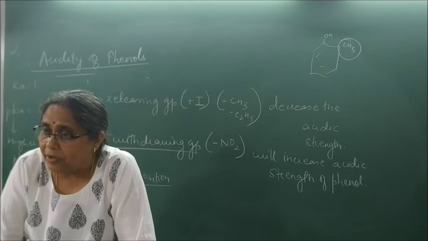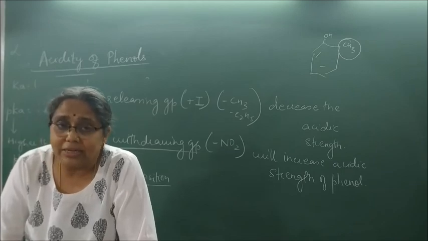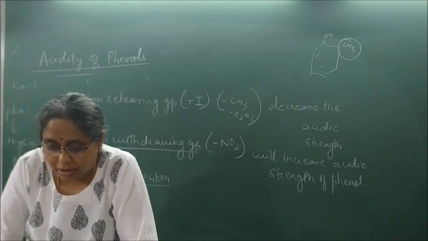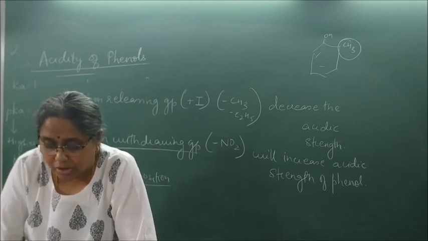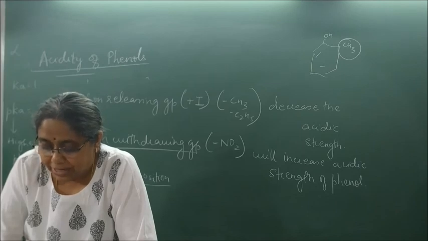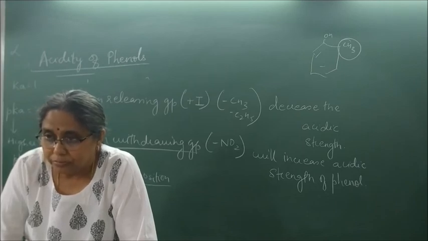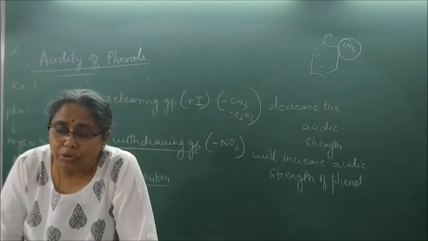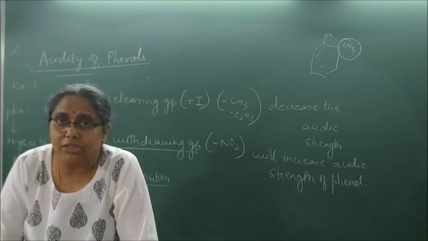If the pKa value is more, acidic strength is less. Is it clear? So this is all about acidity of phenols. Kindly do example 11.4. Tomorrow we will take a class on ethers. Thank you.